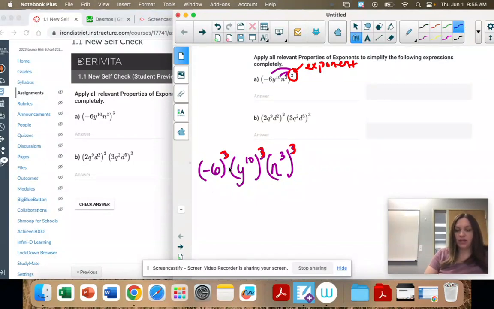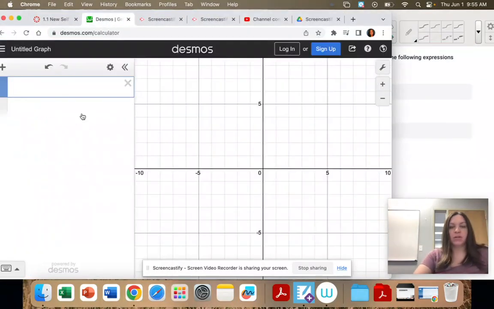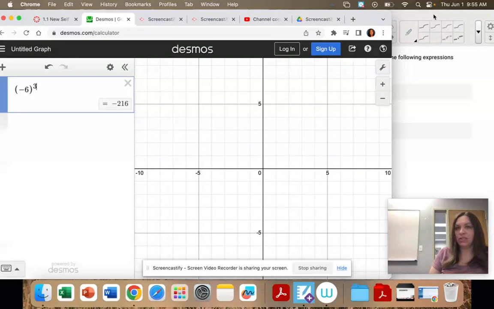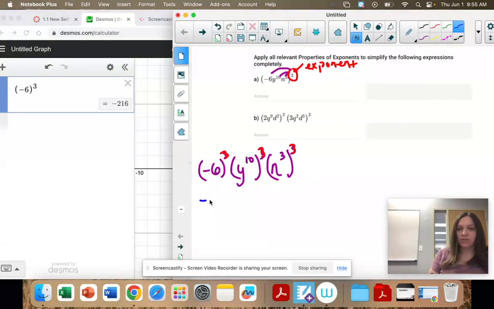So first one, negative 6 to the 3rd power. I'm going to use my calculator. And in Desmos, it's negative 216. And then here, y to the 10th to the 3rd power. When we have parentheses dividing things, parentheses in math mean multiply. So we're going to multiply those.